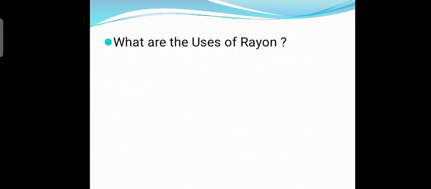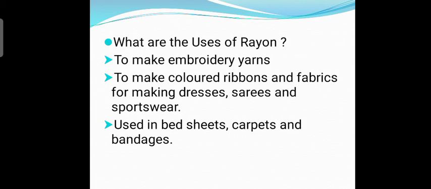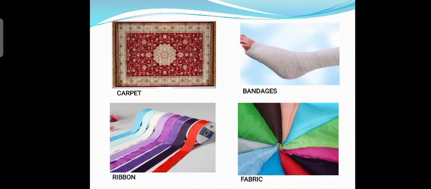What are the uses of rayon? So rayon is used for making embroidery yarns. It is used for making colored ribbons and fabrics for making dresses, saris and sportswear. It is also used in bed sheets, carpets and bandages. See here. Carpets, bandages, ribbons, fabrics, many things are made from rayon.